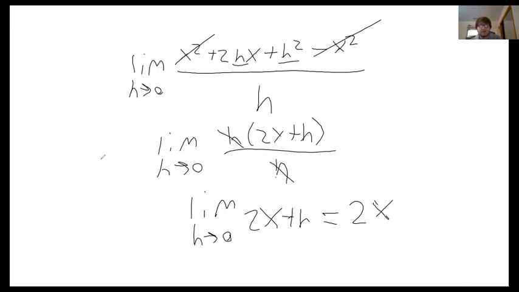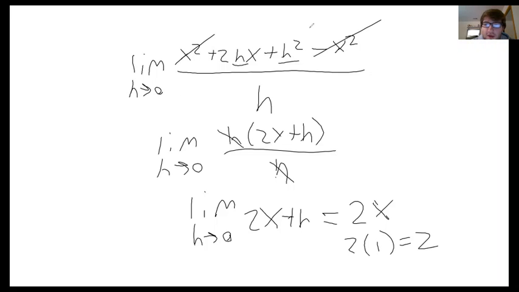And what were we trying to find before? We wanted to find the equation for the tangent line at x equals 1. So if we plug in 1 here, 2 times 1 is 2. So the slope of our tangent line at x equals 1 of x squared is 2. So we want to find the equation for the line, right? So now what we can do is we have our point, which is 1, 1, and we have our slope.